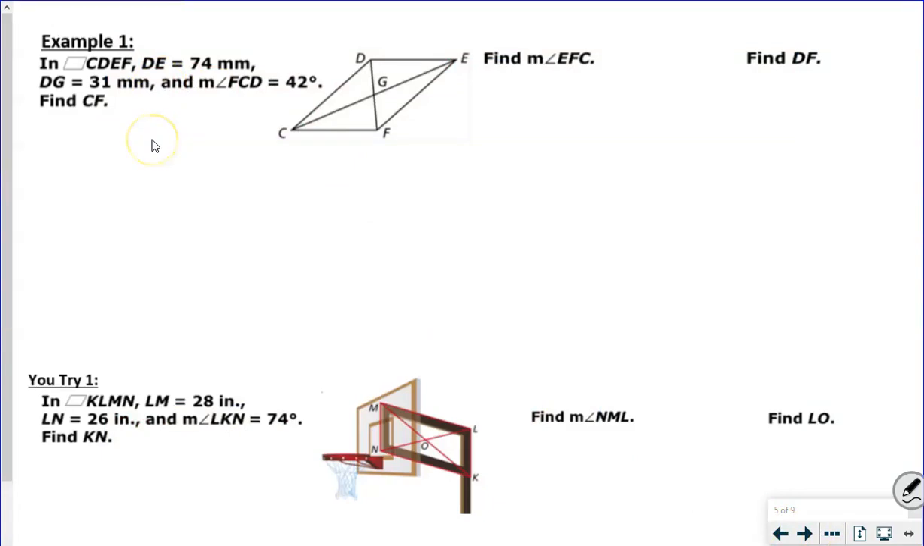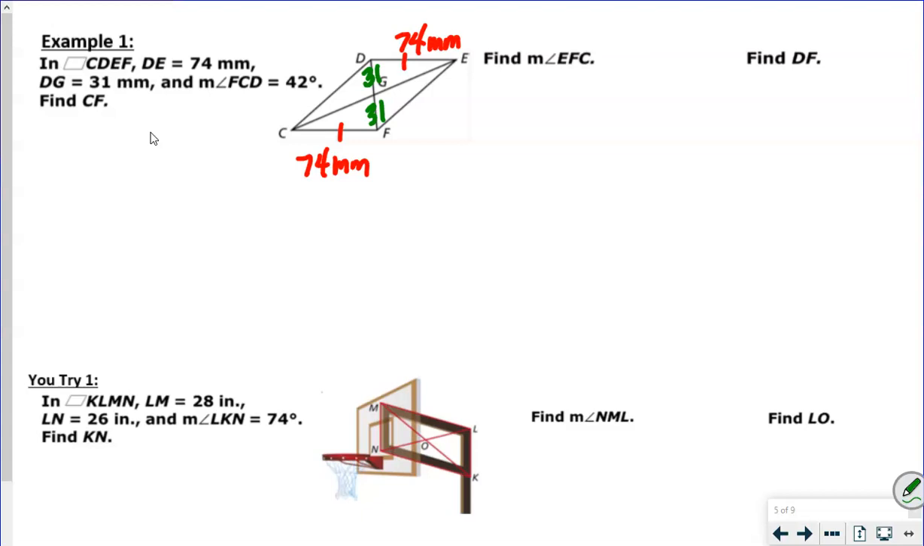So on this first example, it says in parallelogram CDEF, DE is 74 millimeters. So we're going to go ahead and label that. DE is 74 millimeters, right? And that means that we know that its opposite is 74 as well, right? So I'm going to go ahead and do that. Then it says DG is 31, so that's this length right here. That's part of our diagonal, right? Now, what we learned a minute ago, too, is that the diagonals bisect each other. So if DG is 31, then GF is also 31, isn't it?